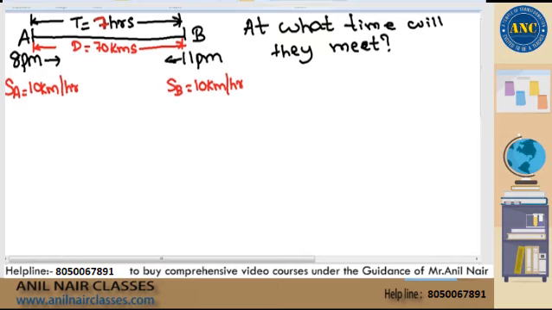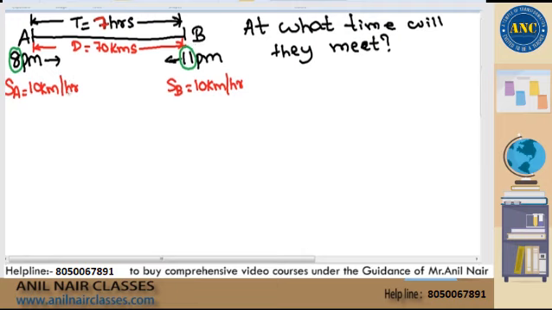Now, same methodology I will implement. Train A is starting at 8 o'clock. Train B is starting at 11 o'clock. That means till 11 o'clock, train A is traveling alone because train B itself is starting at 11 o'clock. How much time train A will travel alone? For 3 hours because 8 o'clock to 11 o'clock is 3 hours.